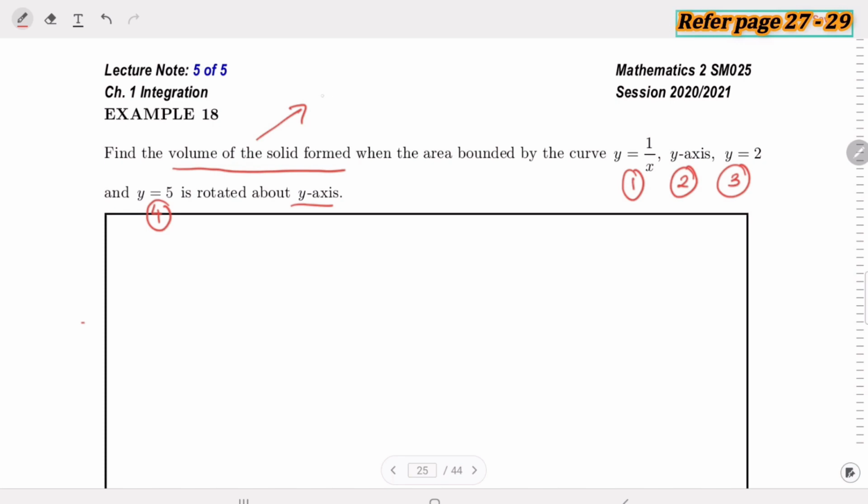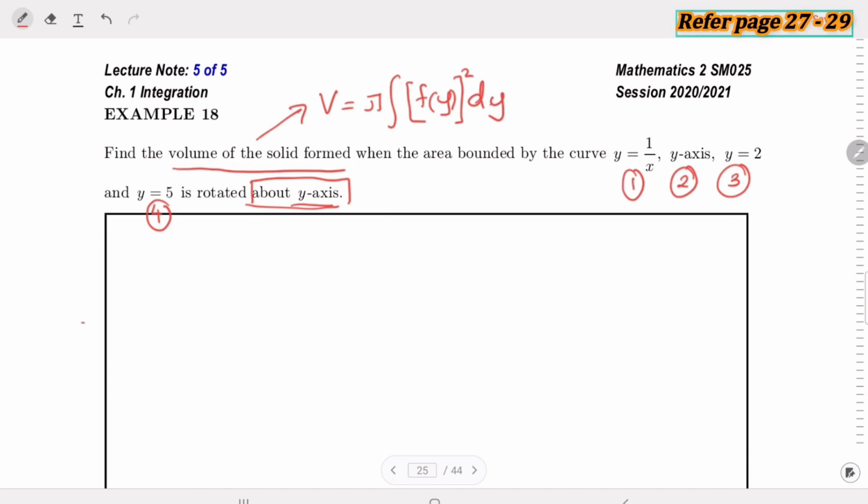This is volume, so just put V equals pi, which is a constant, so I put it in front. Since this is clearly about the y-axis, I just put dy, and then the function here must be f(y), and don't forget this is to be squared. This volume actually involves a curve and the axis, so we are first going to sketch the graph.